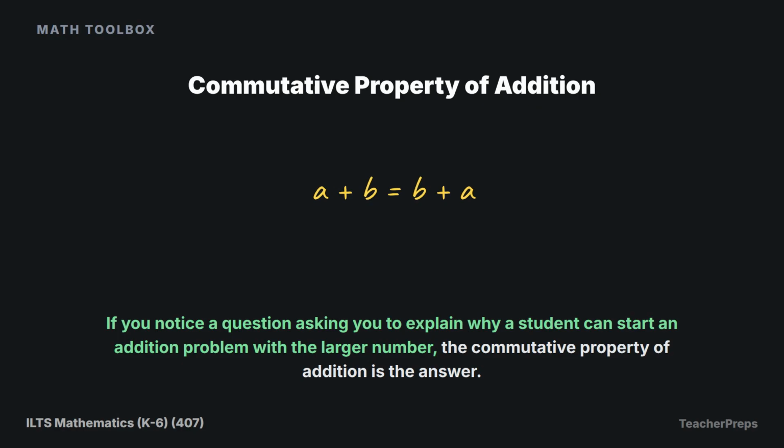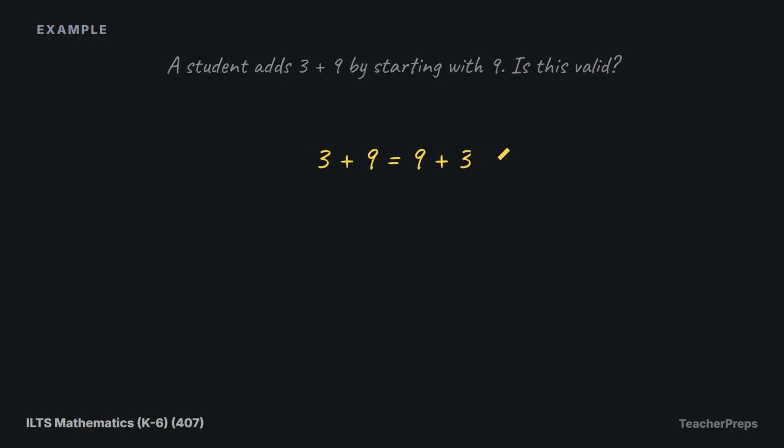The commutative property of addition states that a plus b equals b plus a. Order does not matter when you add. This property is the reason students can count on from the larger addend, which is a foundational first-grade strategy. When an exam item asks which property allows reordering addends, this is the one to name. The commutative property says order does not change the sum, so starting with either number is mathematically justified.